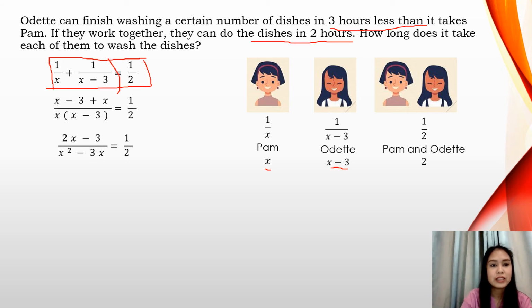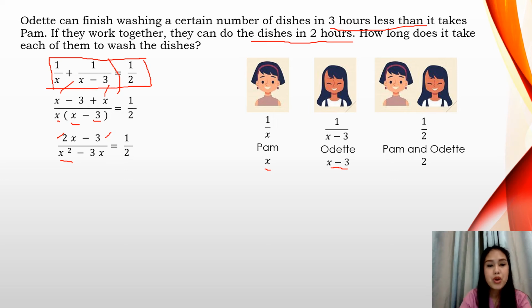So we simplified that since we know that x and x can be added. That's why we have 2x here. And then, of course, there are no other numbers to add or subtract to 3. So we have negative 3 here. And then x will be distributed to x minus 3. So x times x, that's why we have x squared. And x times negative 3 is negative 3x. And the right side will be the same as 1/2.